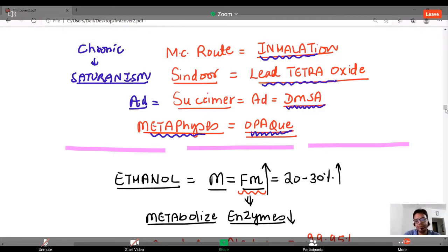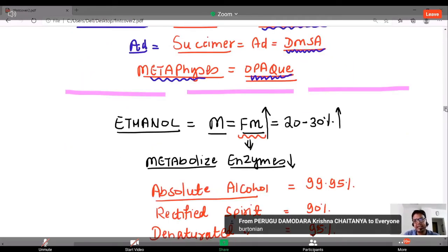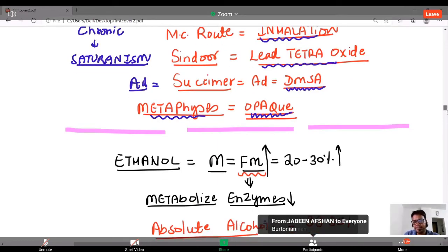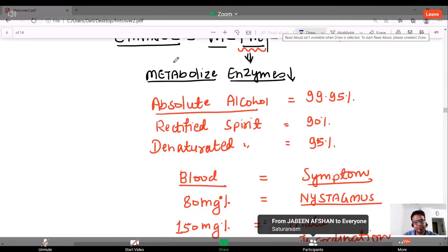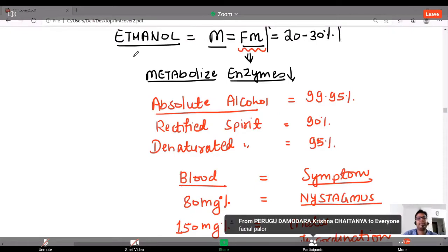Come, revise with me. Lead line, the blue line on gums, is known as which line? Write down. It is Burtonian line. Chronic lead poisoning is known by two terms. One is plumbism, another is saturnism. Which is the earliest sign of plumbism? Answer. Yes, facial pallor.